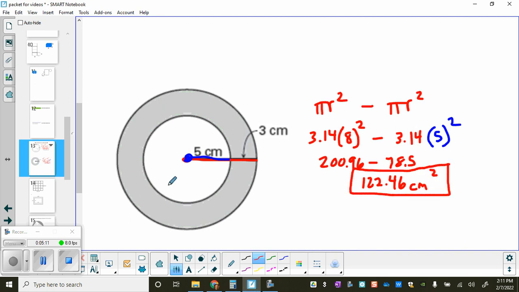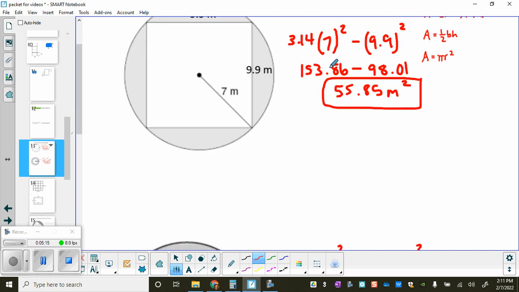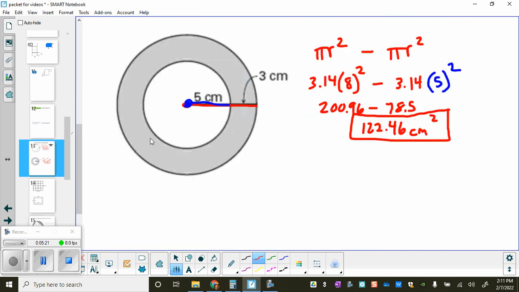All right. So for area of a shaded region, like I mentioned, chances are you're going to need subtraction. And here you just see a big circle minus the square. Here we see a circle minus the circle.